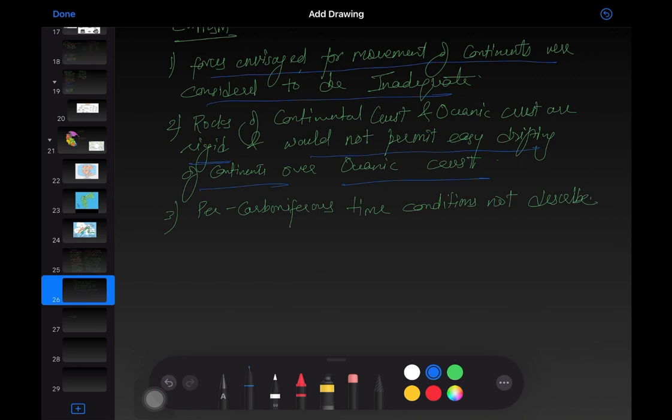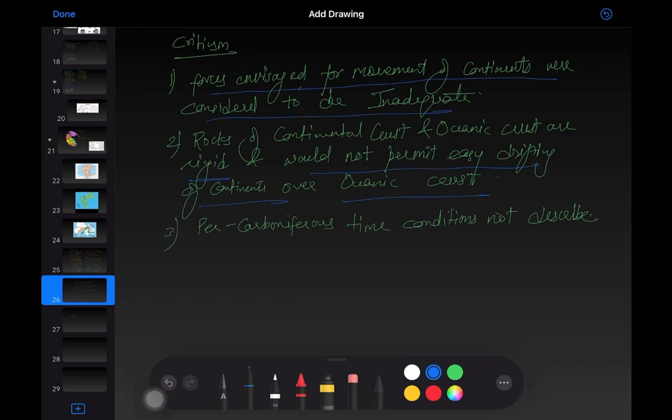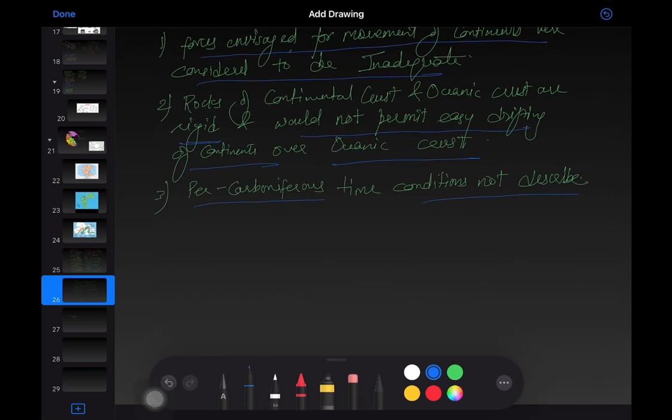And the third criticism is that Wegener's theory only puts forward the condition of the Carboniferous period. This theory does not describe the condition of the pre-Carboniferous period. The third criticism is that pre-Carboniferous time conditions are not described by the theory of Alfred Wegener.